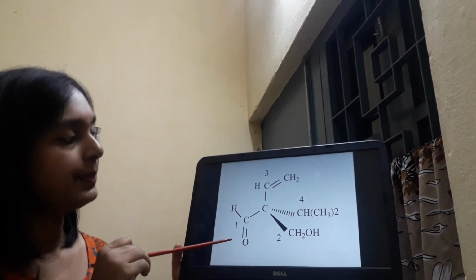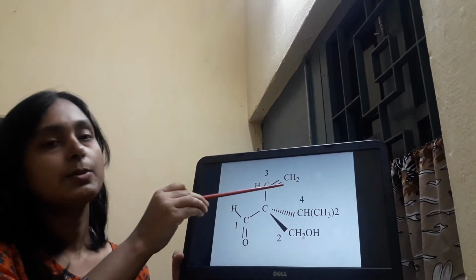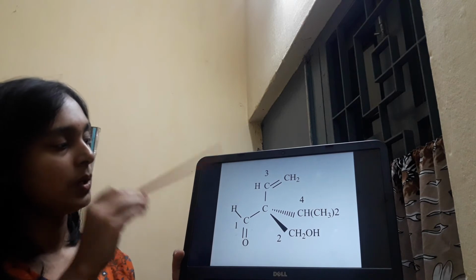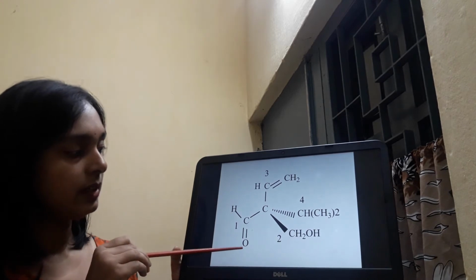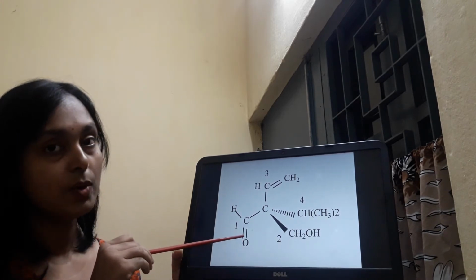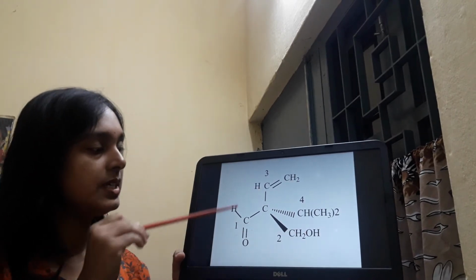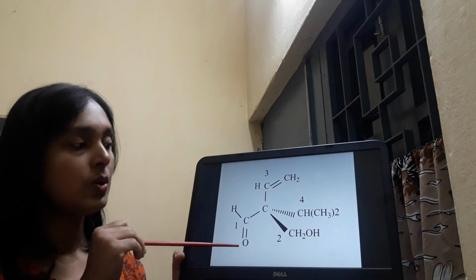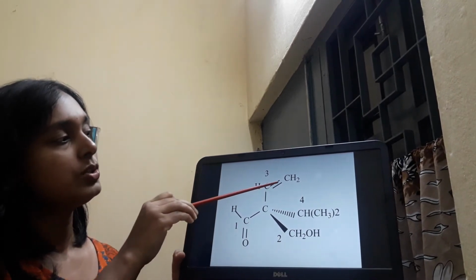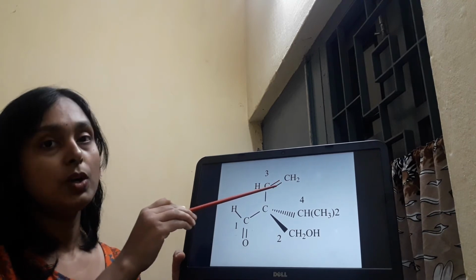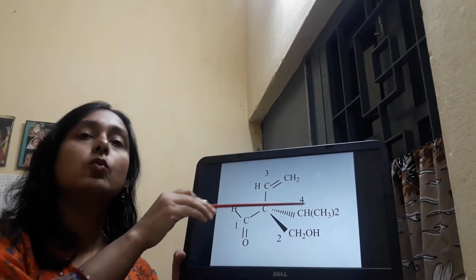So consider this example: CHO, CH2OH, CH3 whole twice and CH double bond CH2. Among all, we will first consider the oxygen containing group. Here CH double bond O, as it is a double bond, we count it twice. But here it is only one oxygen. So first priority will be given to CHO, second priority to CH2OH, third priority to here because it is a double bond, we'll consider it as twice. But here there is no such double bond, so it will be our fourth.